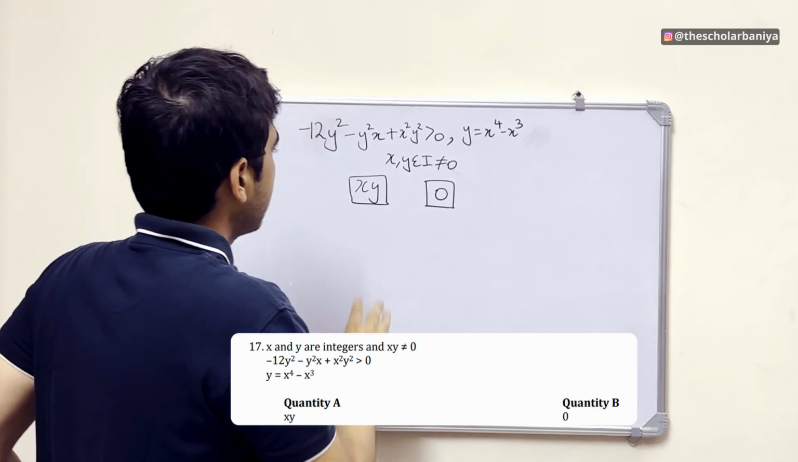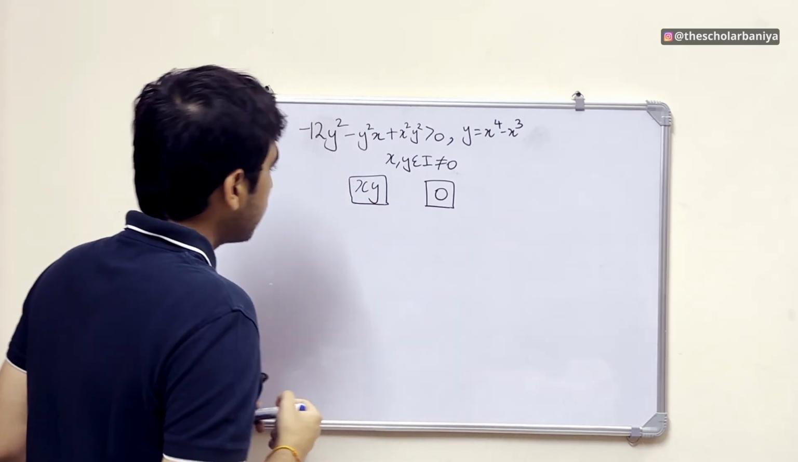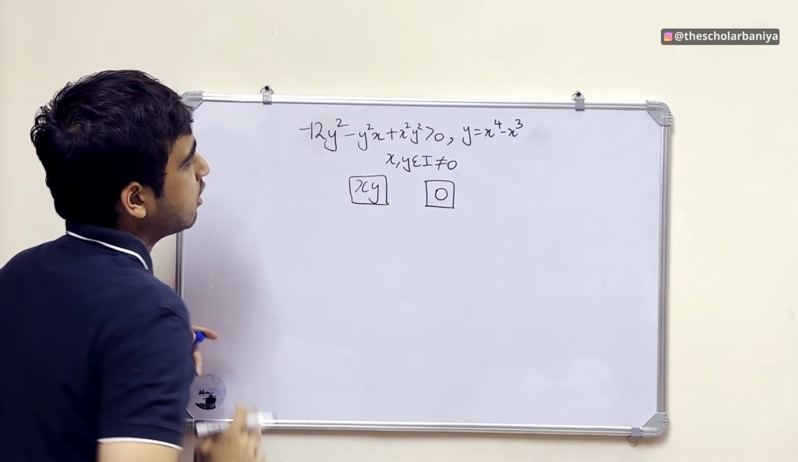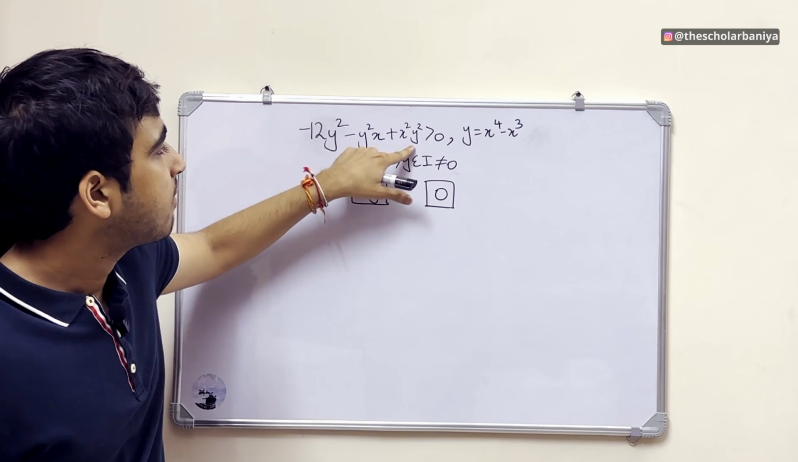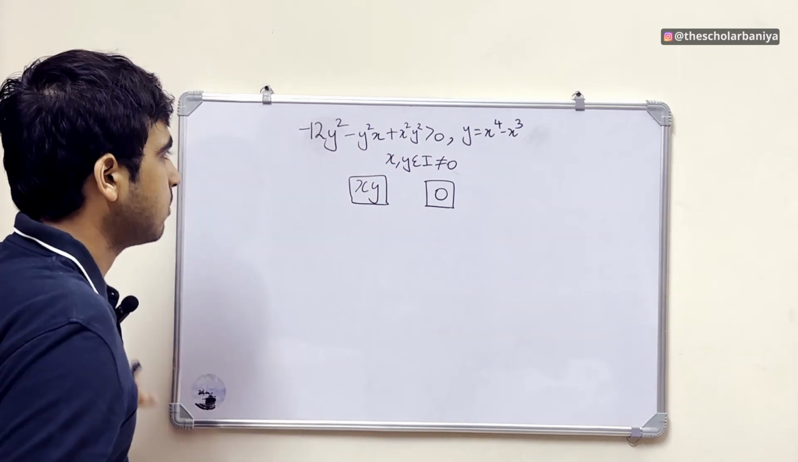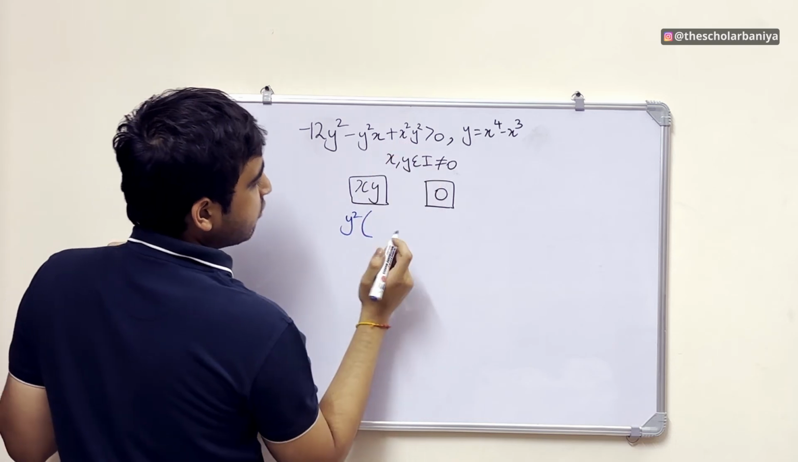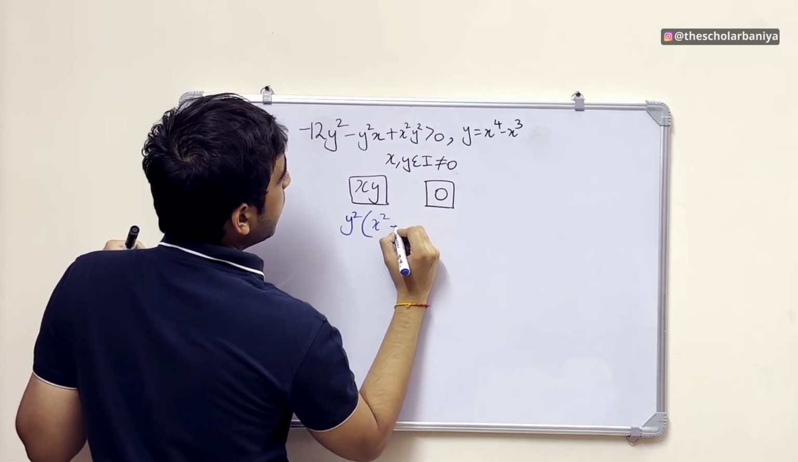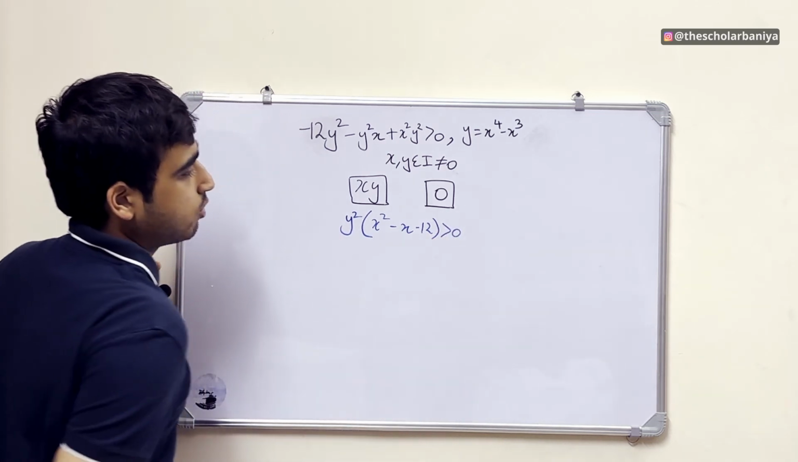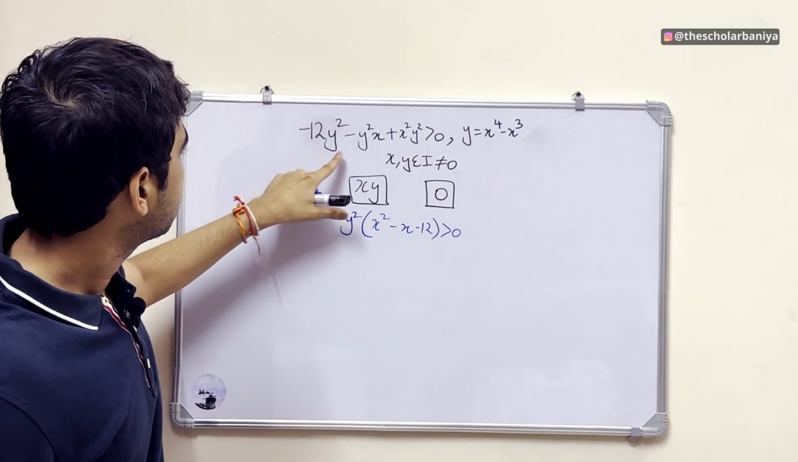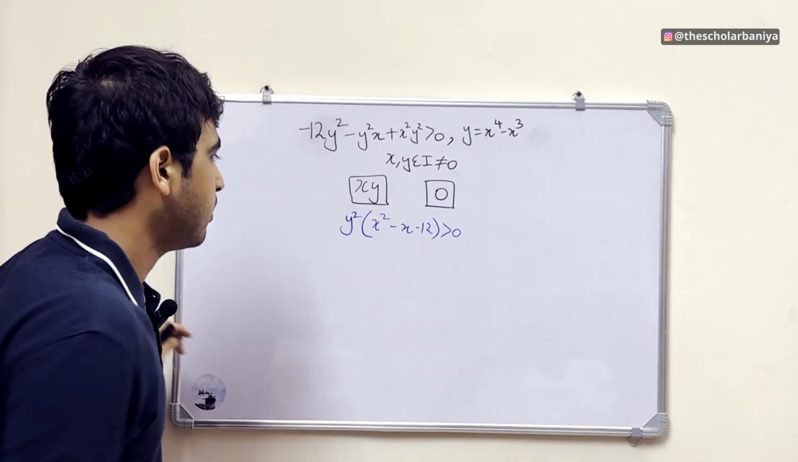Okay, perfect. So now we have to compare x, y and 0, right? So firstly, let's try to solve this. If you see this very carefully, you can see y square, y square, y square. So you can take y square common. If we take y square common out of this, what we are left with is x square minus x minus 12 is greater than 0, right? y square x square minus y square x minus 12y square. I think this is simple, right?